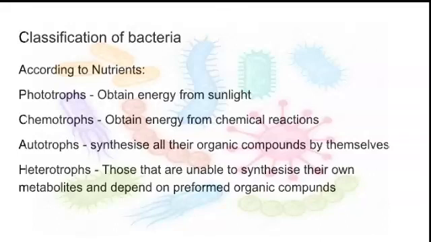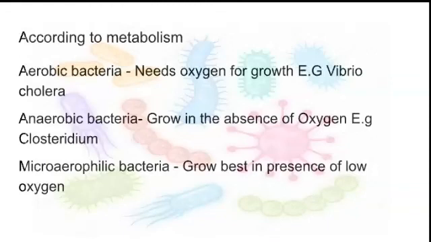They are called heterotrophs. So according to the nutrients, the bacteria is classified as phototrophs, chemotrophs, autotrophs and heterotrophs. According to the metabolism, the bacteria is classified as aerobic bacteria, anaerobic bacteria, microaerophilic bacteria. So what is aerobic bacteria? Aerobic means needs oxygen for growth. So if the bacteria depends on the oxygen, we say it is aerobic bacteria.